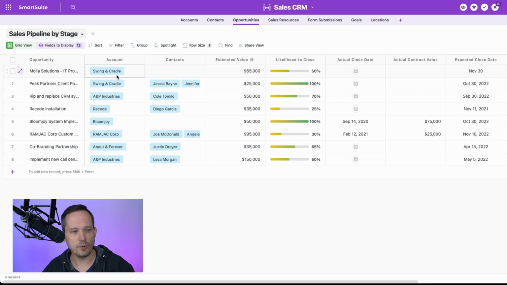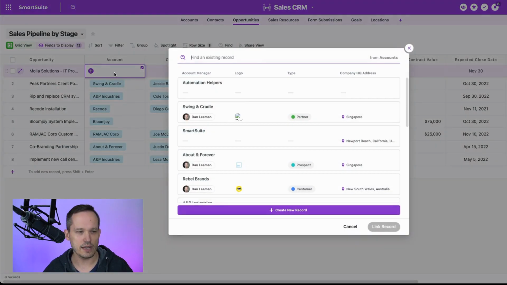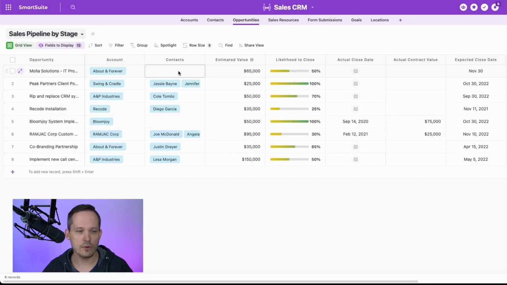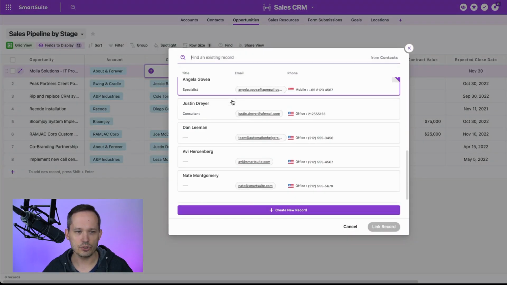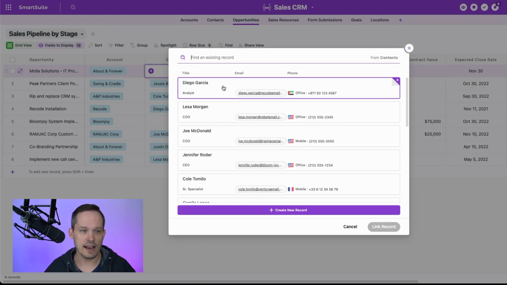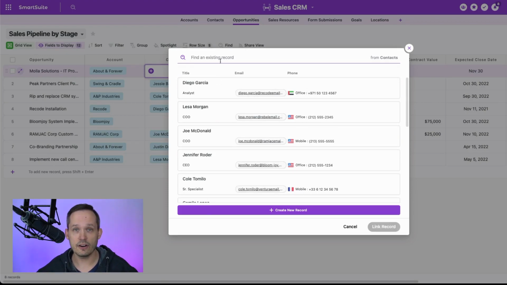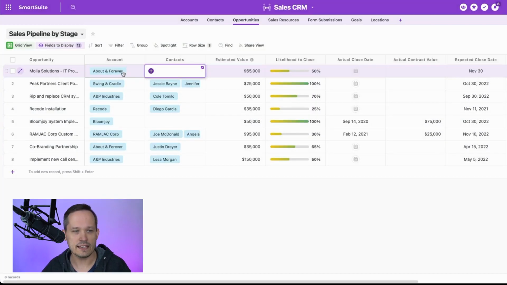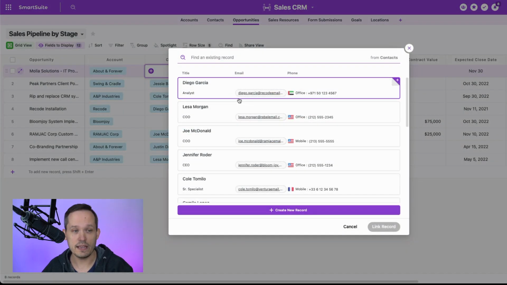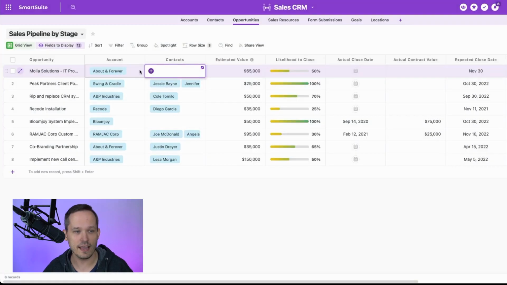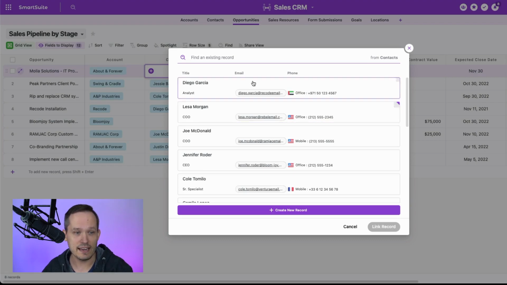But imagine this use case. If we have an opportunity and I'm choosing the account on here, say About and Forever that I'm working with, then when we go to the contacts, why would we want to scroll through hundreds or thousands of contacts, even searching for names? If you have a big CRM, you might have 25 Dans in the system. Why put that work on the user, as opposed to saying, if we know this account is About and Forever, only show me the contacts that work at About and Forever? This is the idea of dynamic filtering: based on something we're populating over here, like an account, we only see the related contacts.